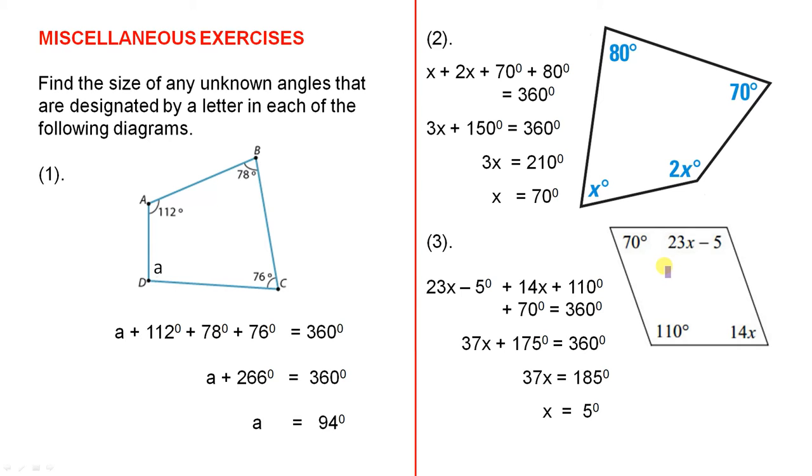For this one, same thing. We add the four angles. So we add 23x minus 5 plus 14x plus 110 plus 70, which must be 360. When we simplify, we get that equation. When we subtract 175 from both sides, we get that equation. Divide both sides by 37, and it gives us x is 5 degrees. And that enables us to work out that angle and that angle once you work out what x is.